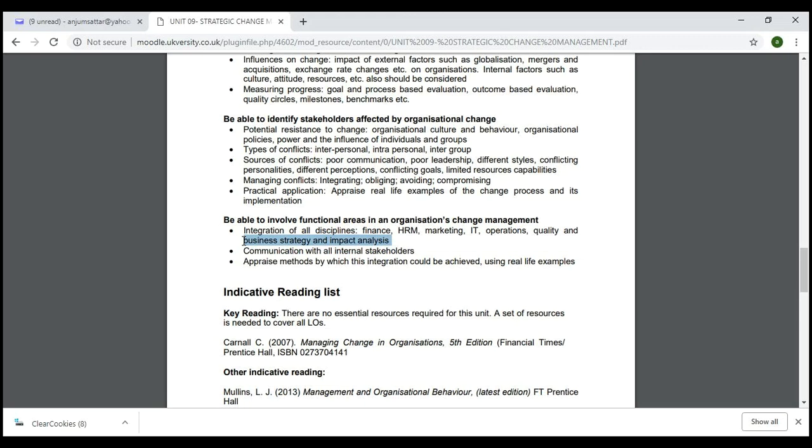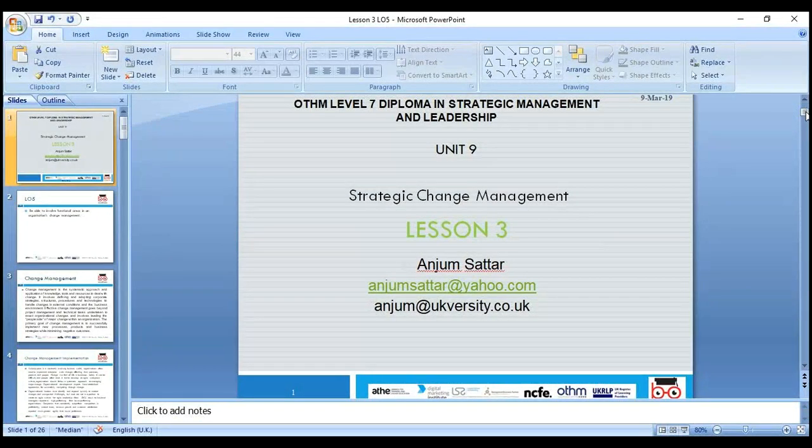So the appraisal method by integration could be using real life examples. We should give real life examples to motivate our staff as well. We need to assess whether the implementation of the plan is happening effectively or not. Any questions up to now?